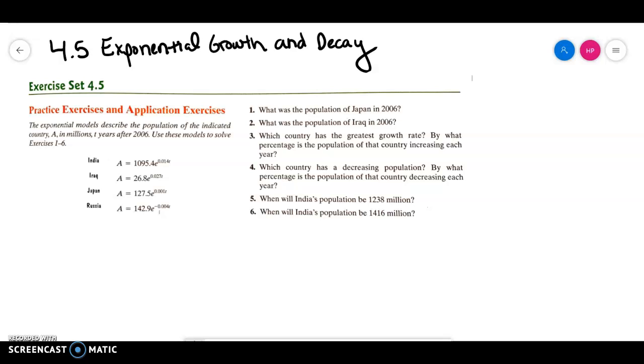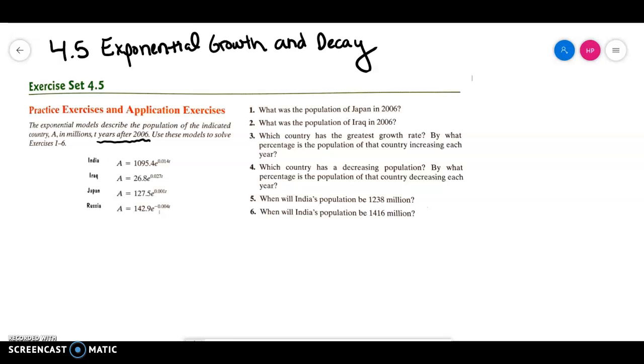Okay, here is our 4.5 lesson on exponential growth and decay. These are basically just word problems after what we had done with exponential functions and models. So this first set of questions, the exponential models describe the population of each of these 4 different countries in millions of people, and this is in years after 2006. So using these models to solve exercises 1 through 6, I'll work out the odds.